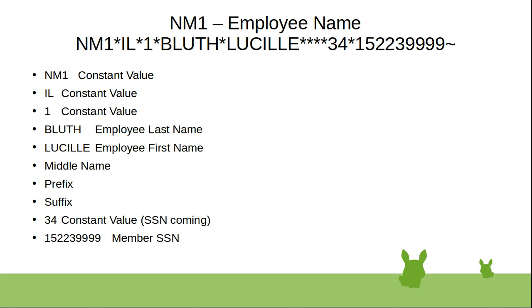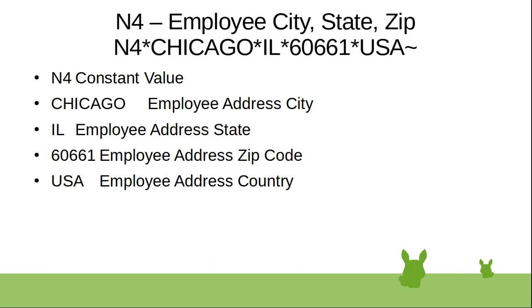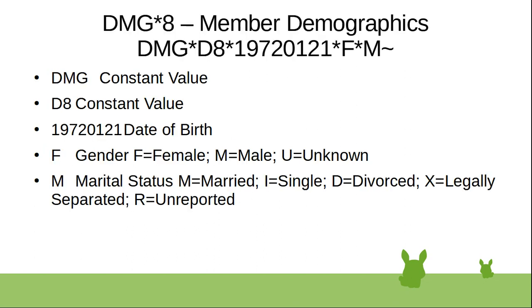And NM1 information: you can see the employee last name, employee first name, middle, prefix, suffix, constant value, SSN coming, and member SSN. N3 is used for the employee street, the street address one and address two information. And for employee city, state, and zip, you can see the information. If we talk about the DMG, member demographic information is there: date of birth and gender, female or male. Okay, marital status: is it single, married, divorced, legally separated, or unreported.